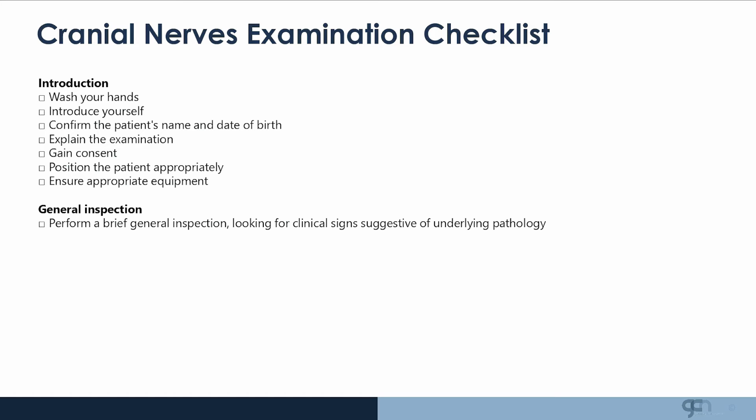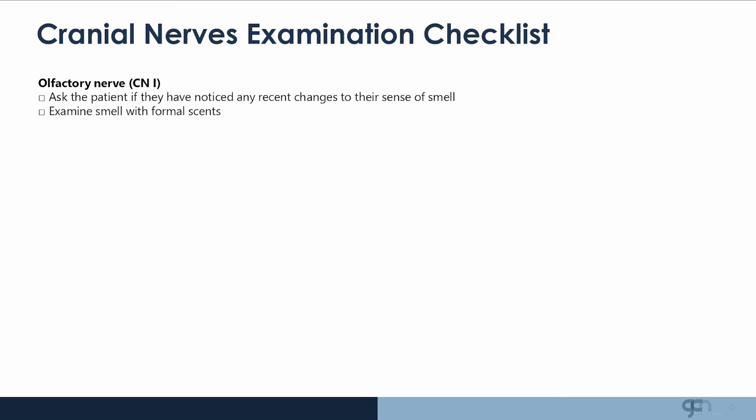Perform a general inspection, looking for any clinical signs suggestive of underlying pathology. For the first cranial nerve, the olfactory nerve, ask the patient if they've noticed any recent changes to their sense of smell or taste, and examine the smell with formal scents or use the UPSIT test.